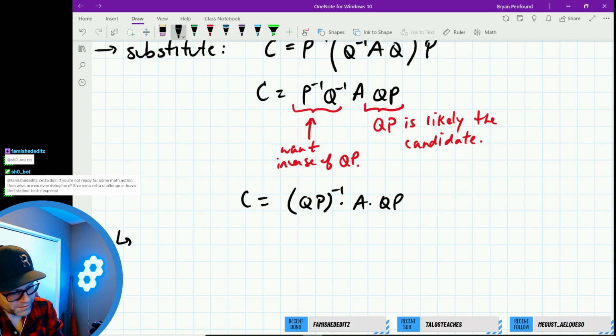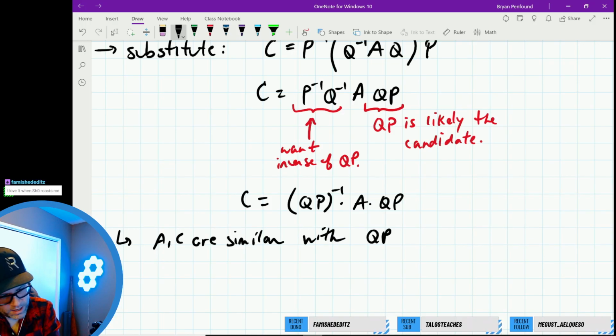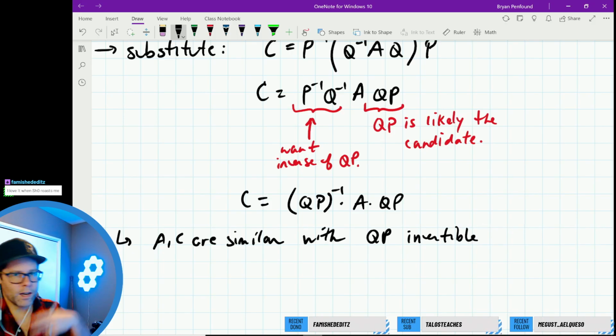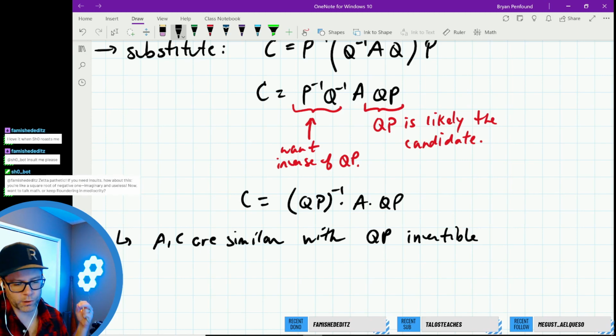All right, so there we go. So we have that A and C are similar with QP invertible. Right, so we know, again, that QP is invertible because it's a product of invertible matrices.